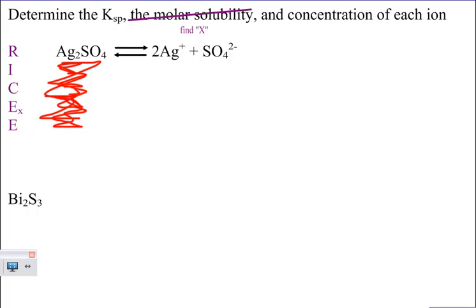Alright, initially I have no silver ions or sulfate ions in solution. But as this reaction occurs, as silver sulfate goes through this reaction, I end up increasing their concentrations. How much? Well, I have to pay attention to the stoichiometry. This is going to increase by 2X, because there's 2 silver ions, and there's 1 sulfate, so I'll increase that by 1X. Therefore, at equilibrium, I would have 2X and X.